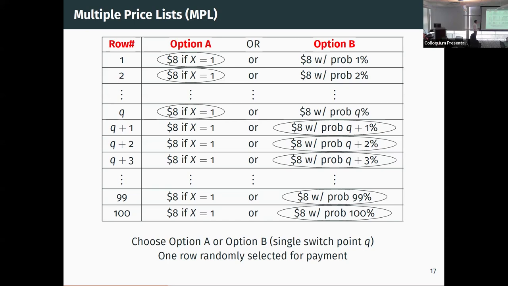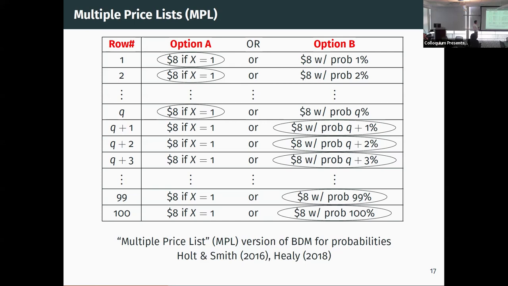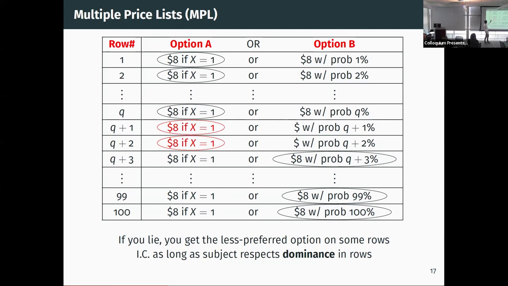So under what conditions is this incentive compatible? Like, why do people tell the truth here? Well, it has this dominance property. Suppose that you lie. Suppose your true belief is Q, but you switch at row Q plus 3, or Q plus 2.